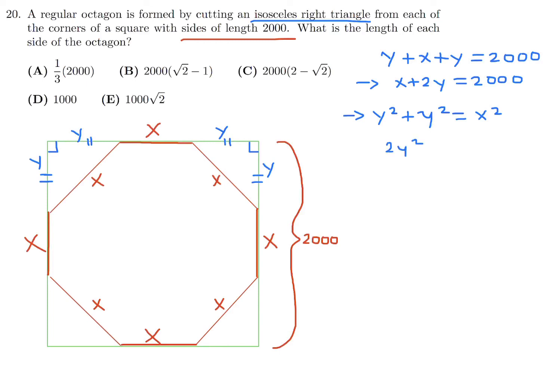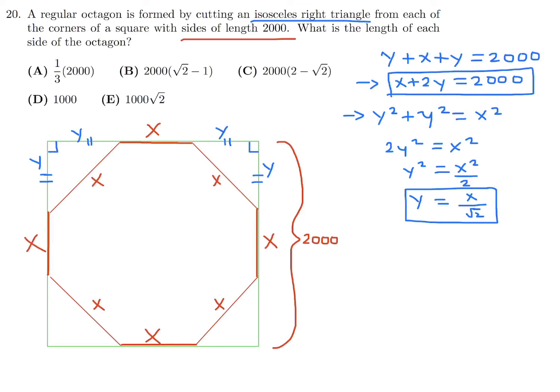So this one here is 2y squared is equal to x squared. So that means that y squared is equal to x squared over 2. And if you take the square root of both sides, you'll get x over root 2 is equal to y. And substitute that into there. So we get x plus 2 times y, which is x over root 2, is equal to 2,000. Get a common denominator, root 2 over root 2 times x plus 2x over root 2 is equal to 2,000.